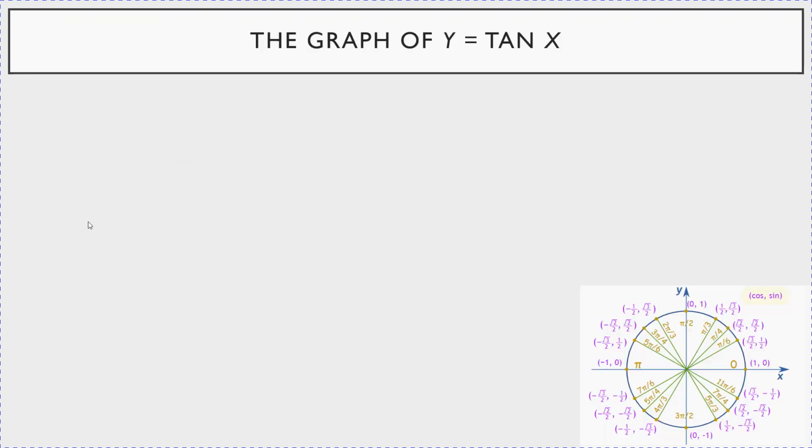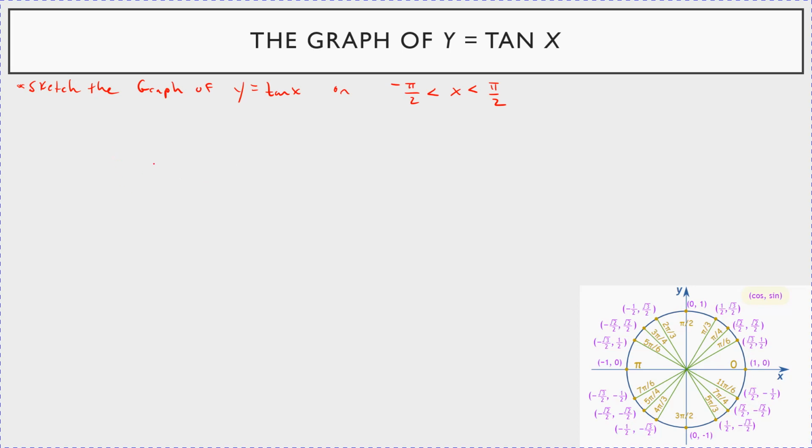Suppose I ask you to sketch the graph of y equals tangent of x. This is important here: negative pi over 2 is less than x, which is less than pi over 2. It's a strict inequality, not less than or equal to. I'm going to talk about that and you'll see why. This is what I want to graph, from negative pi over 2 to pi over 2, related to the unit circle.